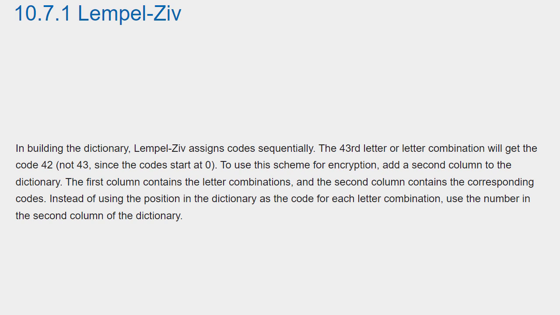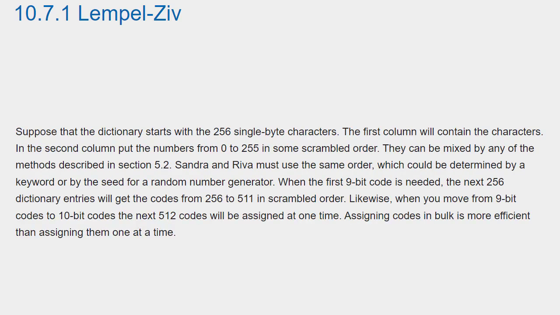To use this scheme for encryption, add a second column to the dictionary. The first column contains the letter combinations and the second column contains the corresponding codes. Instead of using the position in the dictionary as the code for each letter combination, use the number in the second column of the dictionary.